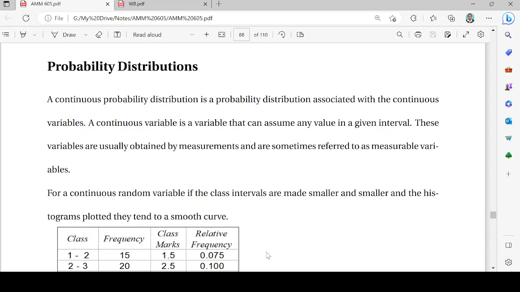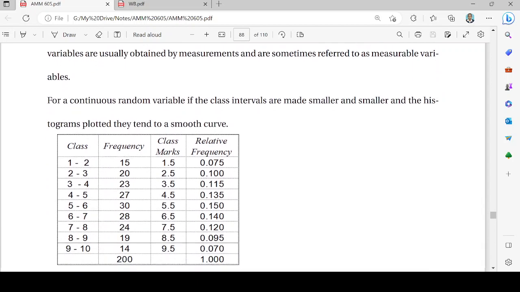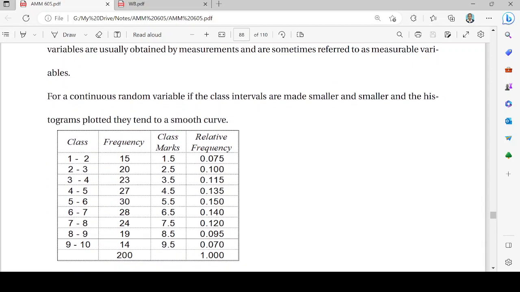So for a continuous random variable, if we make the class intervals smaller and smaller, and then plot the histograms, they will tend to form a smooth curve. So we think of a case where we have a set of data, and because we are talking about a continuous random variable which can take any value in a given interval, when we take a range like between 1 and 2, there are infinitely many values that the variable can assume, because these are continuous values. It is any number between 1 and 2, and they are infinitely many.